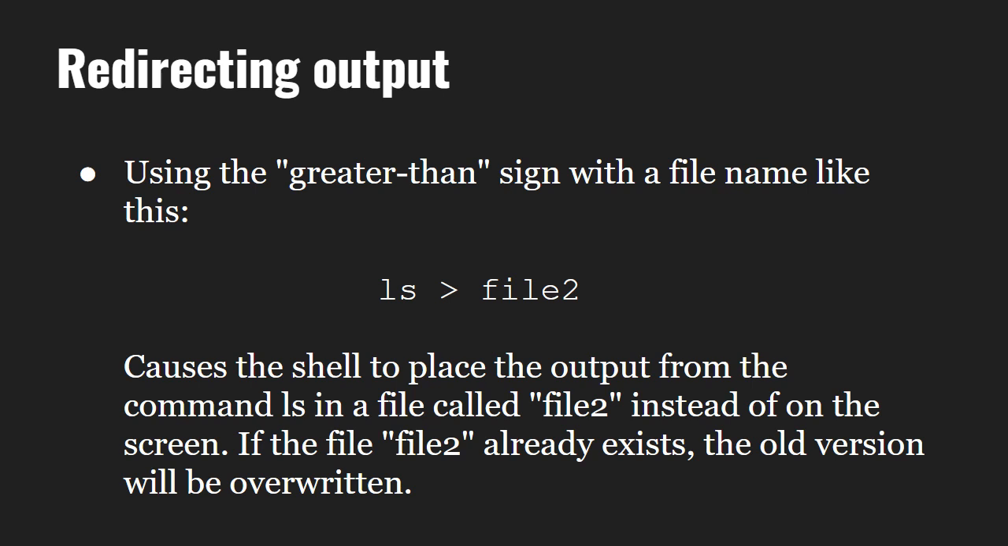The greater than symbol is used for output redirection. In this example, the output of the ls command will go into file2. And if you do not want a file to be overwritten but want to add more content to an existing file, then you should use a double greater than symbol. By default, if you do not use the double greater than symbol, the old version will be overwritten if there is already an existing file.